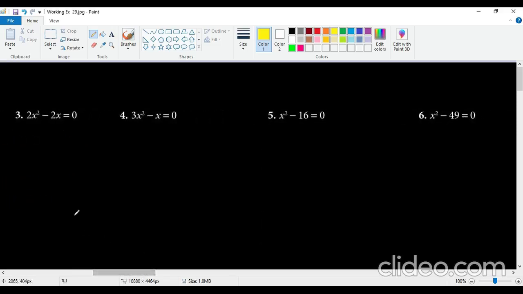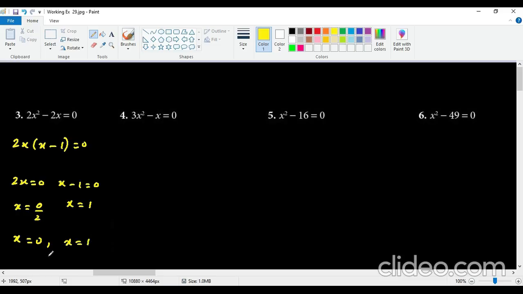Here I can see that 2x is common in both of them, and x minus 1; these are the two factors. So 2x equals 0 and x minus 1 equals 0. That means x equals 0 over 2, which is 0, and the second value is x equals plus 1. These are the two values. So 0 and 1 is going to be the answer for this question.